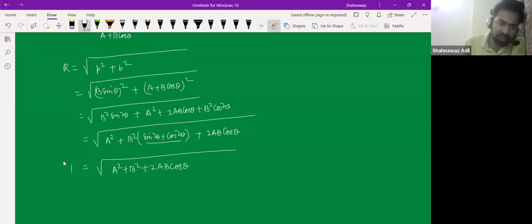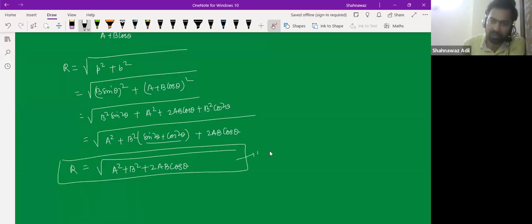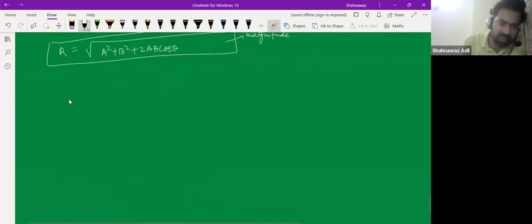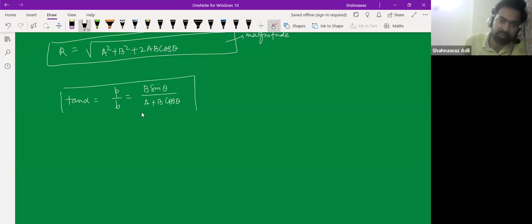So this is your resultant. This is the magnitude of two vectors. Right. Now we have to find out the direction. So we have this triangle. This angle is alpha. So simply tan alpha would be how much? That would be the direction. Tan alpha would be perpendicular by base. Perpendicular is B sine theta, and base is A plus B cos theta. So this is the direction.